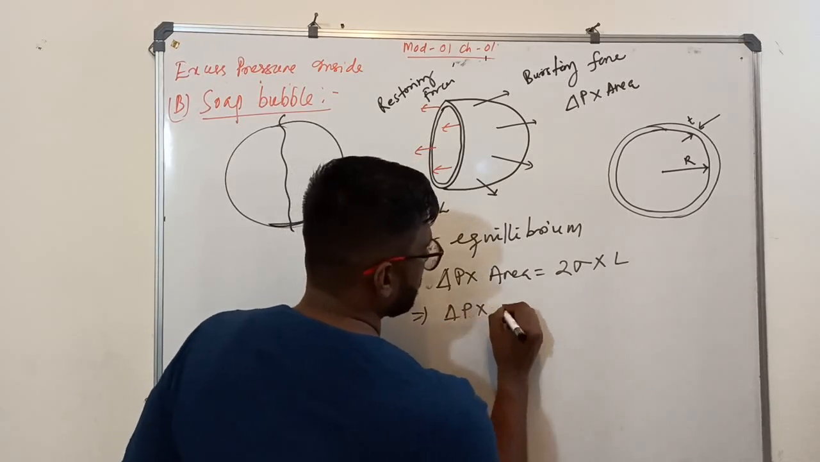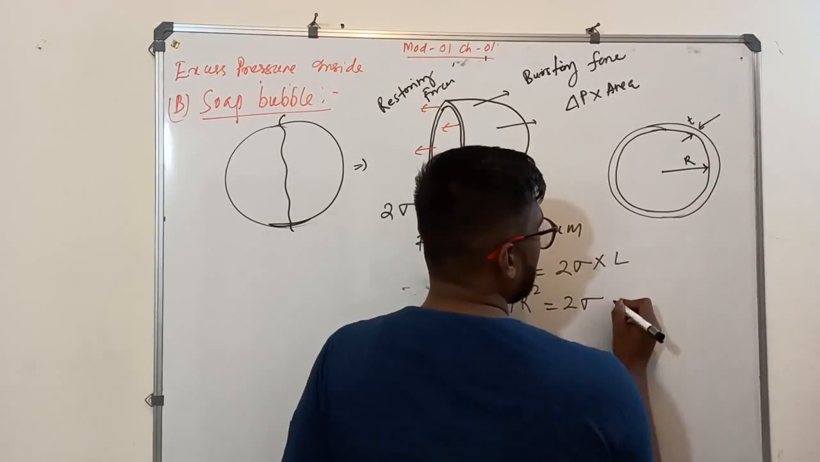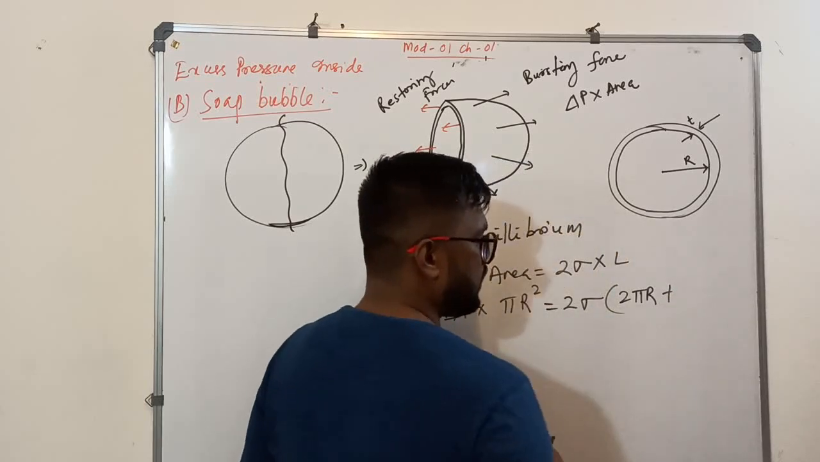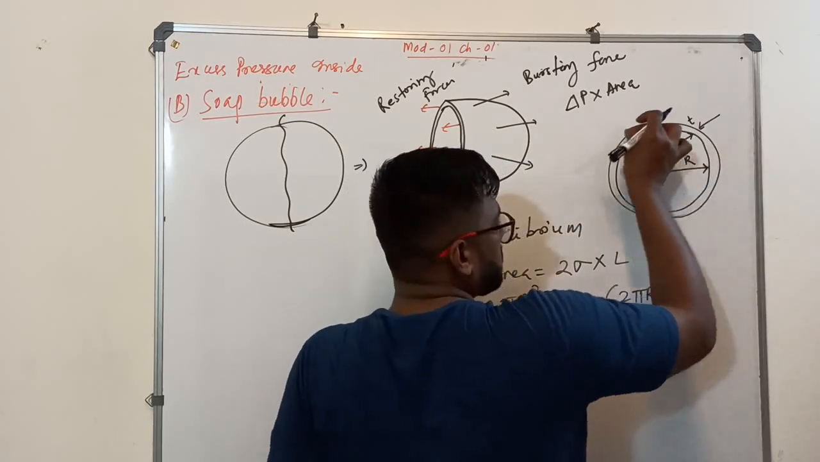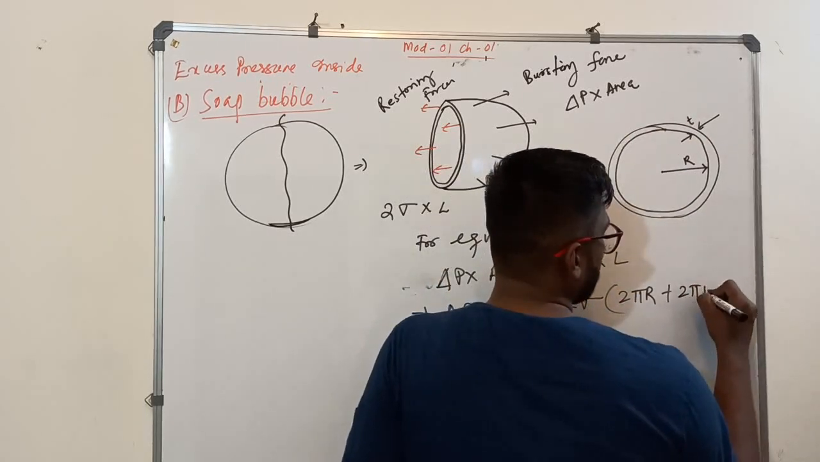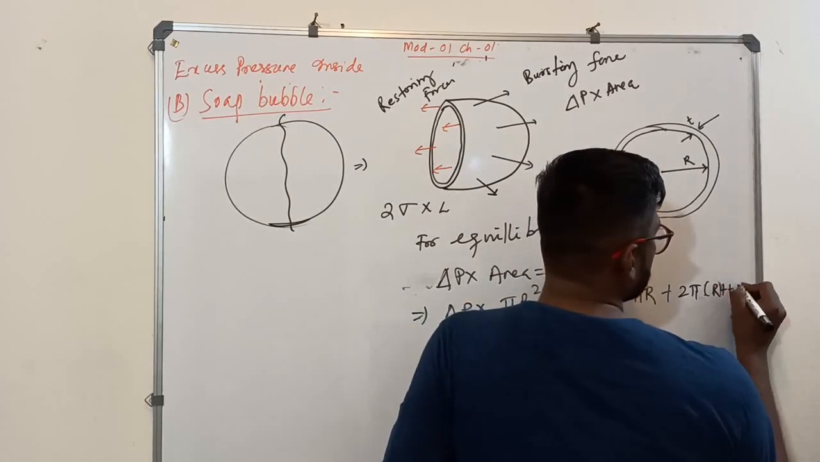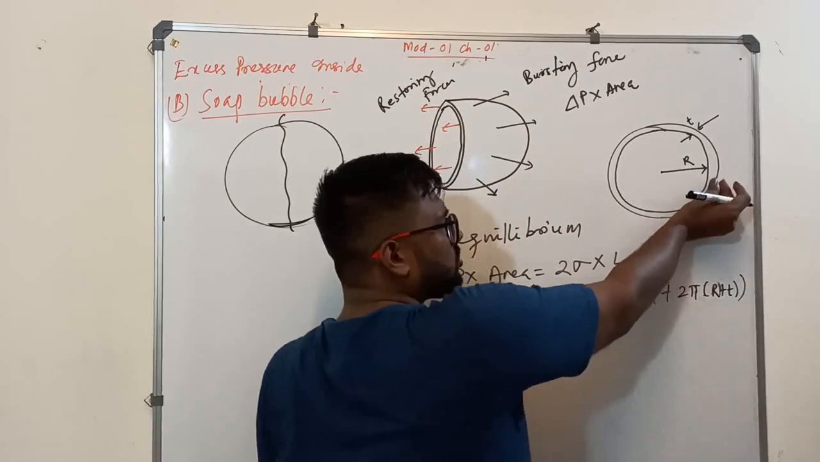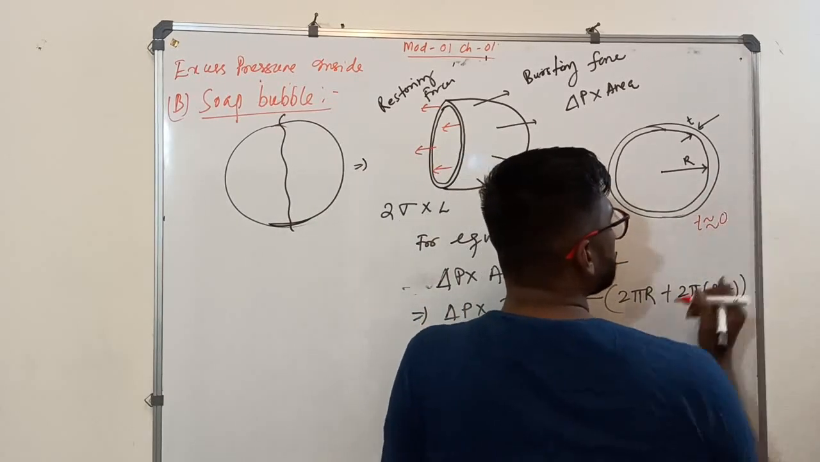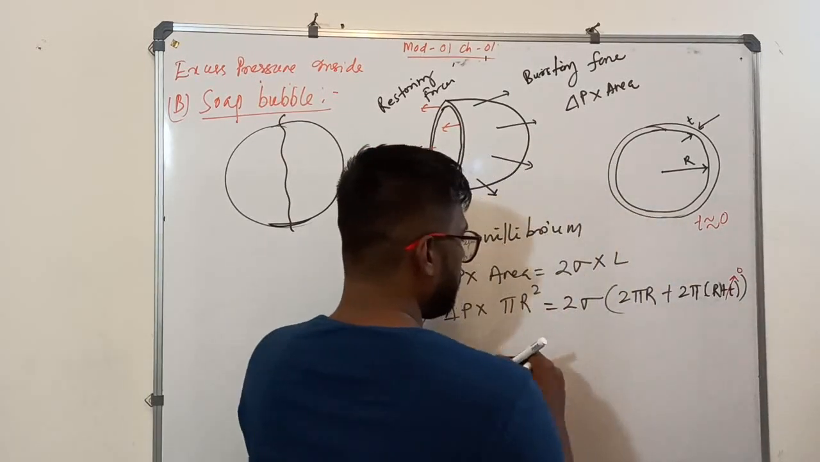Delta P into area, that is pi r square, is equal to 2 sigma L. What is L? It is 2 pi r plus this circumference where it is acting, that is 2 pi into (r plus t). But normally these two surfaces are so close to each other that we take t nearly 0.